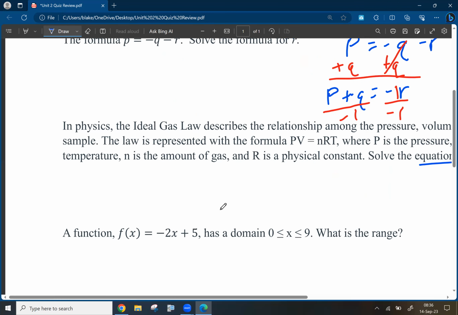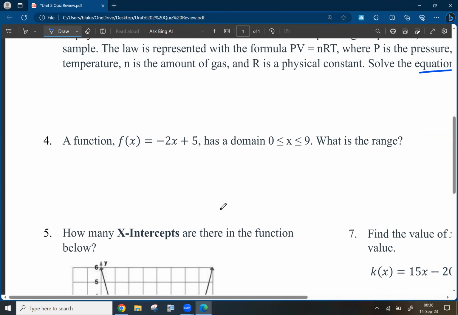Let's look at what number is next. Number 4. We have a function with a domain of 0 to 9. What is the range? If the domain is 0 to 9, these are essentially the ends of the function. The range also is the ends of the function, but for the y values instead of the x's.